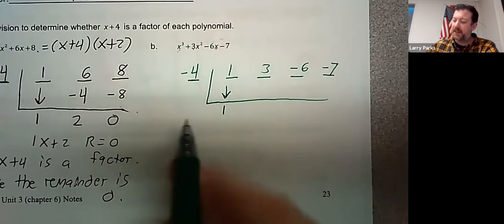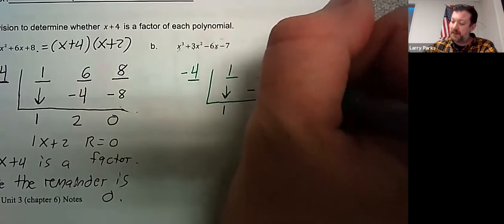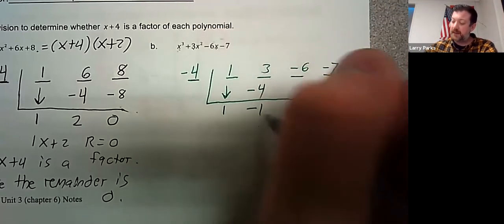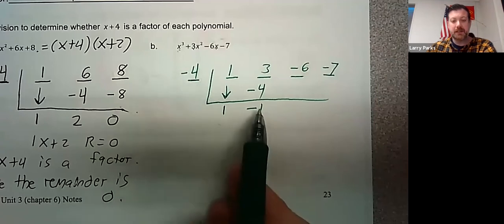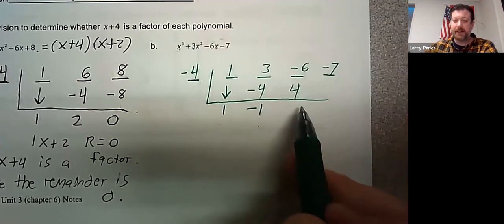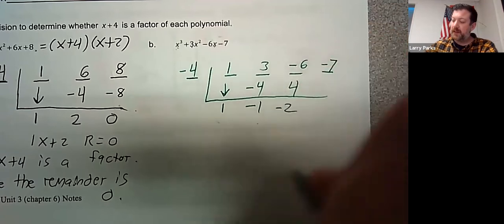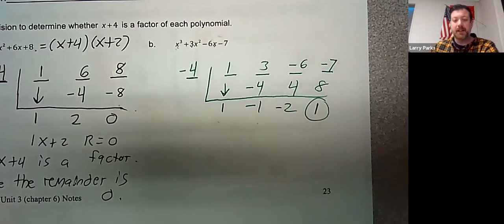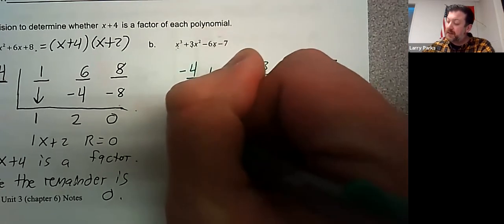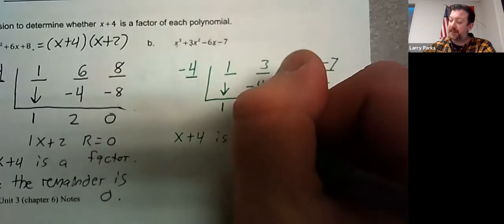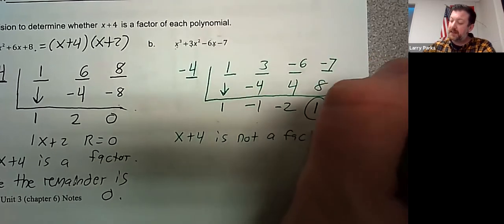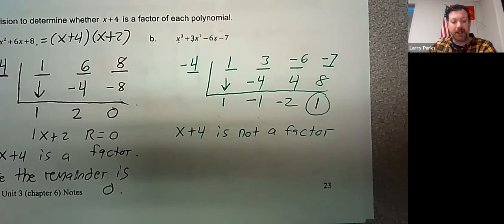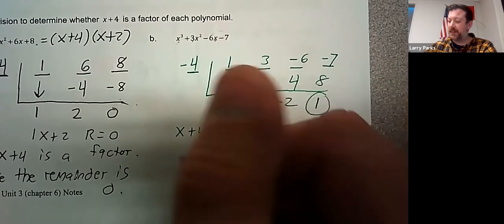You bring it down, multiply, add, multiply, add, multiply, add. The remainder is not 0. So then I would say, what's the factor? X plus 4 is not a factor. Why? Well, because the remainder is not 0.